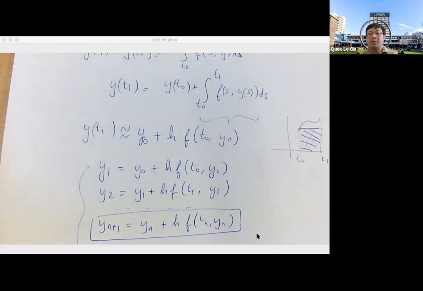Yes, Euler's name is everywhere. I agree. Euler, Newton, Gauss. Yeah, MATLAB was written in maybe 1984 or something.